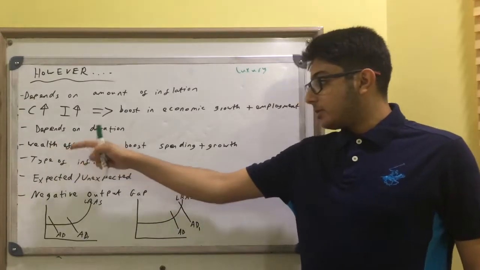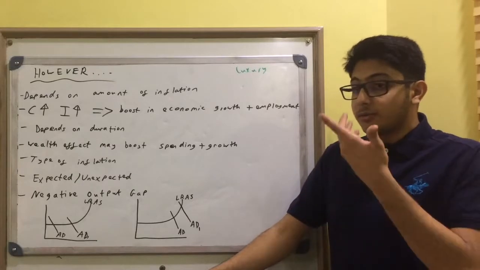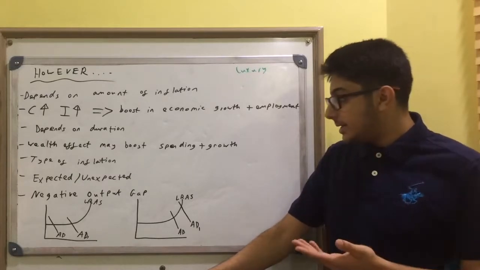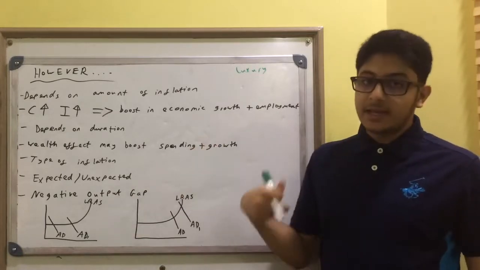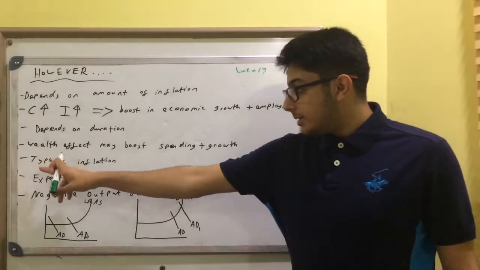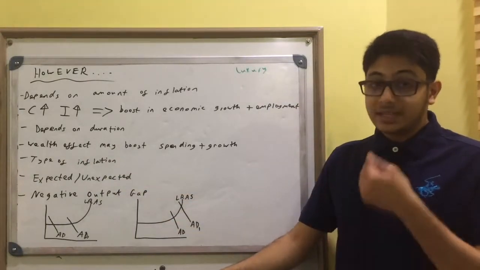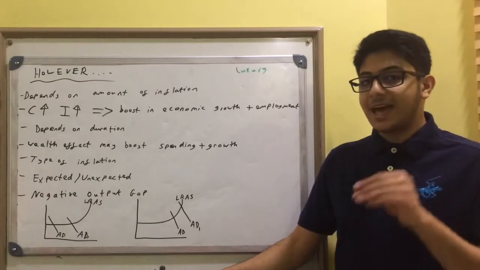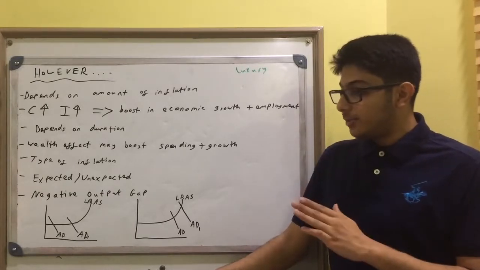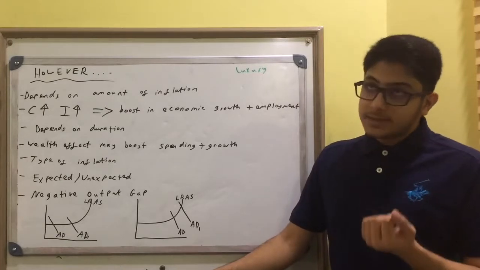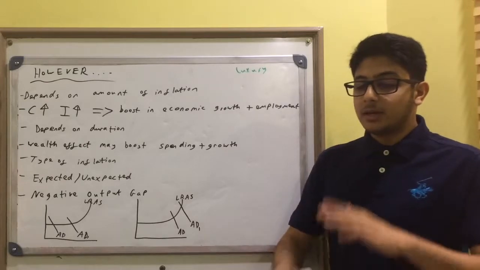Now the wealth effect, when I was talking about redistribution of wealth and your assets and your houses, your physical assets, property and land, the value of those go up, so that may boost your spending and therefore growth. Type of inflation, if it's cost push or demand pull. Cost push, significantly worse because output decreases and prices go up. But demand pull, prices go up but also output increases. But that depends on the spare capacity.